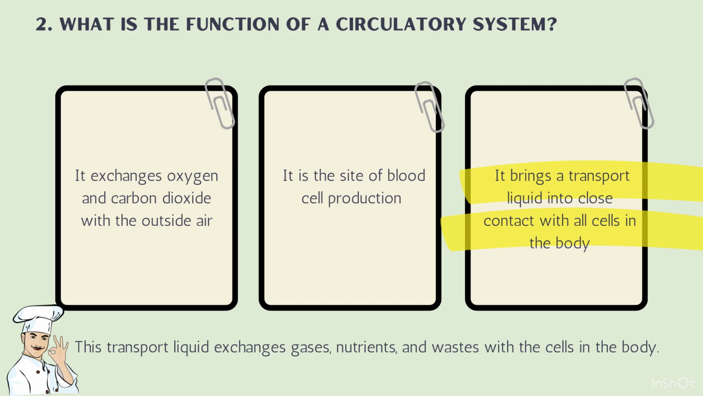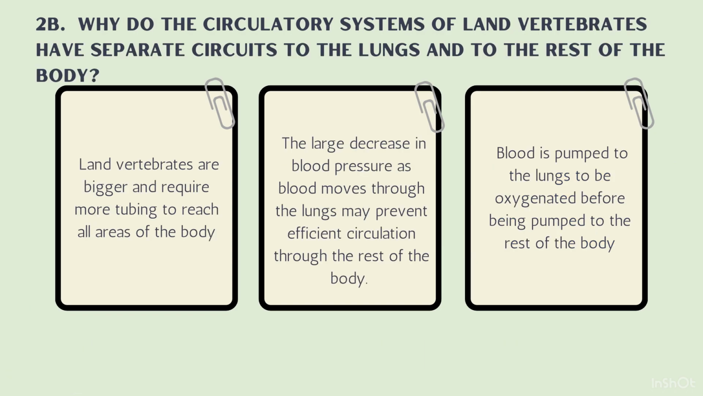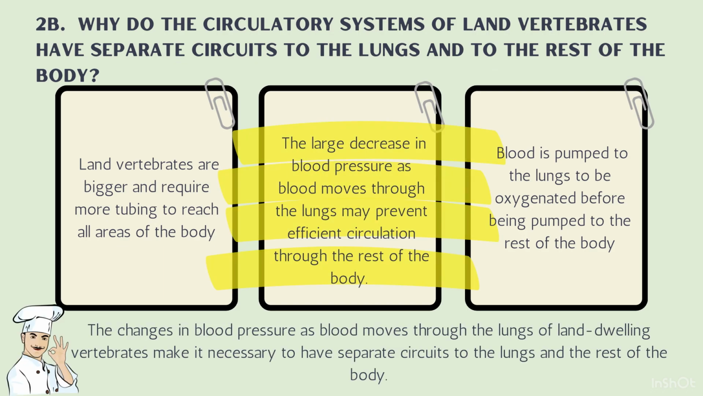in the body. Number 2B, why do the circulatory systems of land vertebrates have separate circuits to the lungs and to the rest of the body? This is because the large decrease in blood pressure as blood moves through the lungs may prevent efficient circulation through the rest of the body.